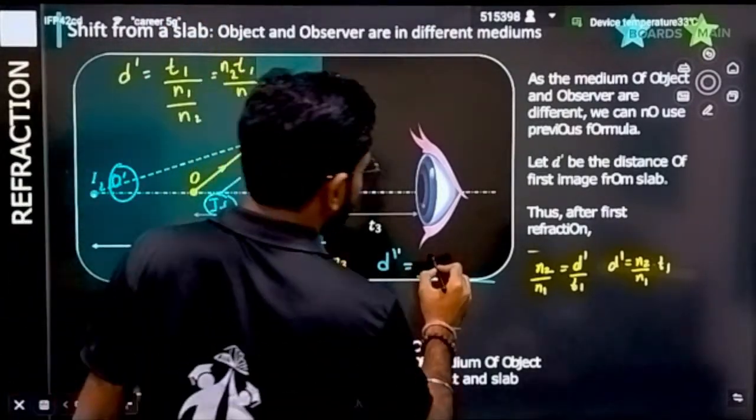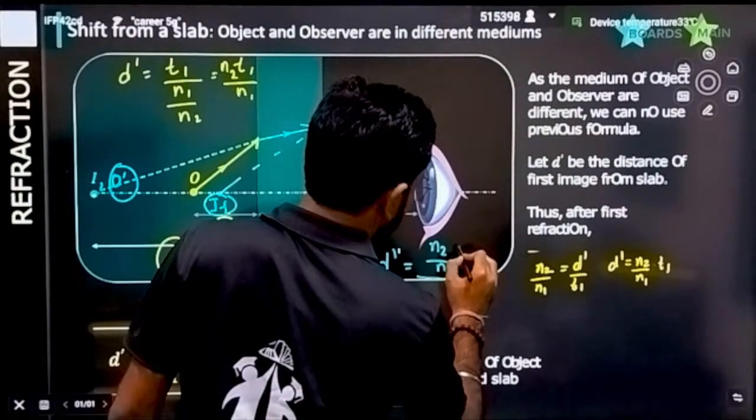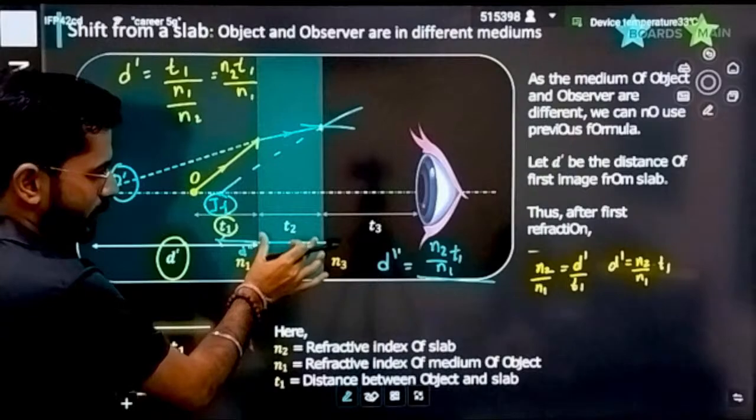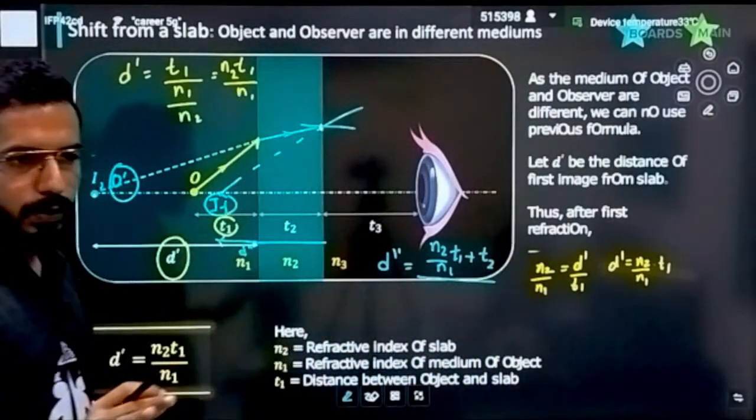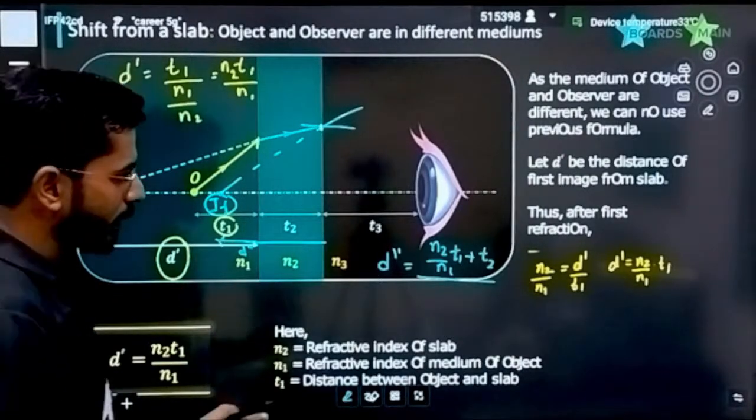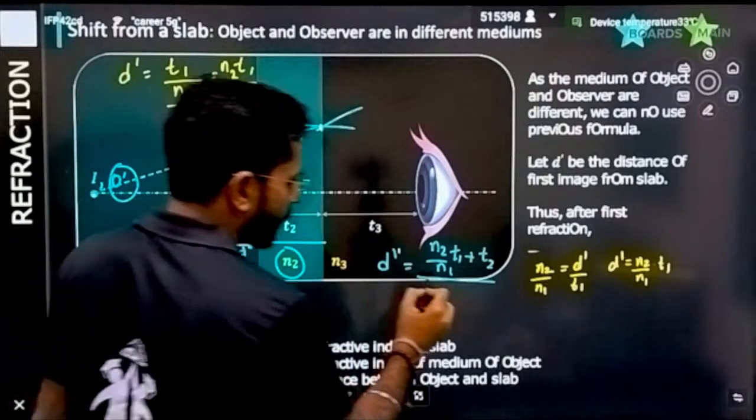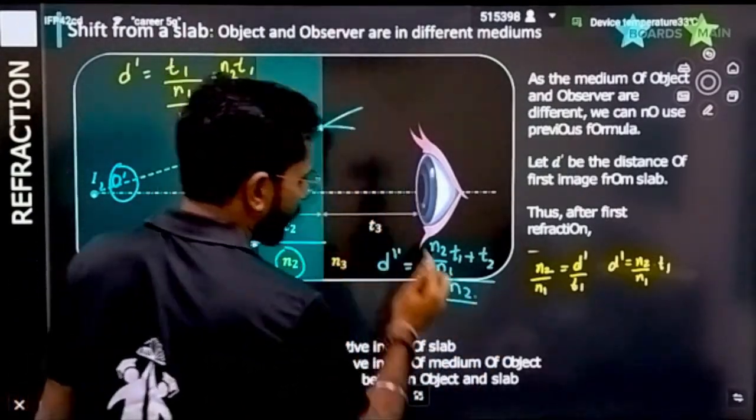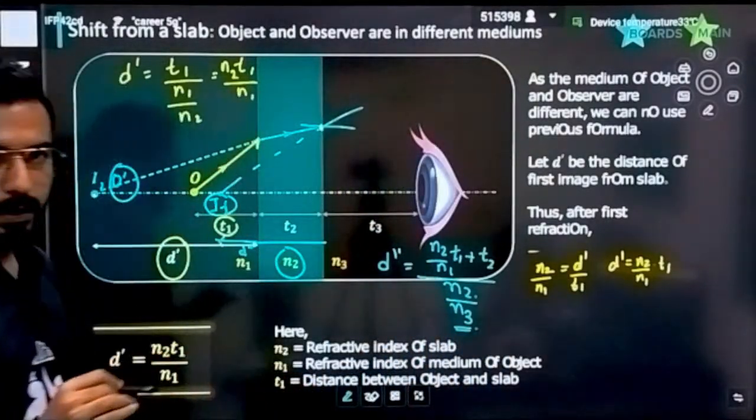You have calculated here that it equals n2 by n1 into t1, correct? And plus, can you say this thickness t2? That is the total real depth you are going to write. Is it clear? From the surface everything is calculated. Divided by n of incident medium. Tell me, what is the incident medium here? Incident medium, students, is nothing but n2, divided by the refractive medium. What is the refractive medium? N3.